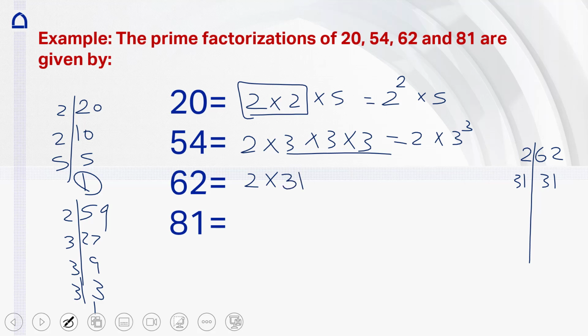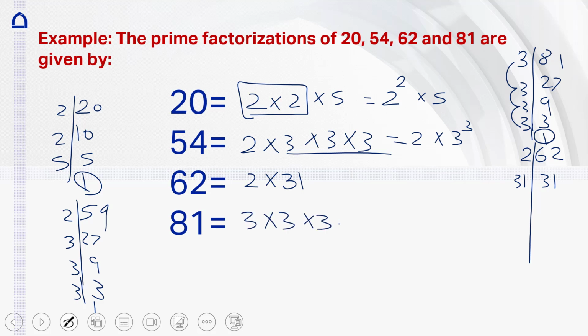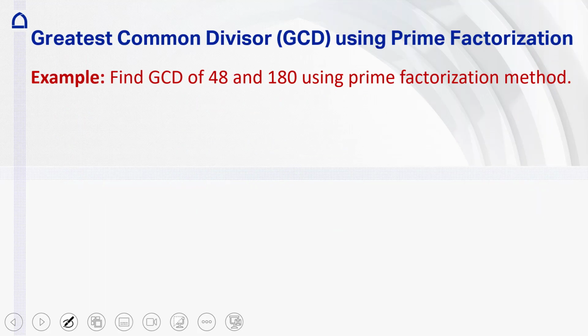81, let's go for 81. You cannot divide it by 2 because it's an odd number. So you start with 3: 81 by 3 is 27, 27 by 3 is 9, 9 by 3 is 3, 3 by 3 is 1. Once you reach 1, you stop. So I have 3 multiplied 4 times, 3 times 3 times 3 times 3, which is 3 to the power 4, right? This is how to write any integer as a product of primes, they call it prime factorization.